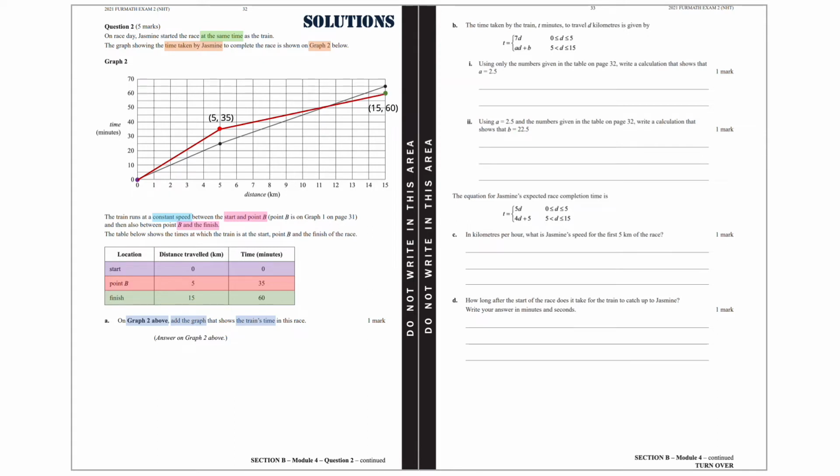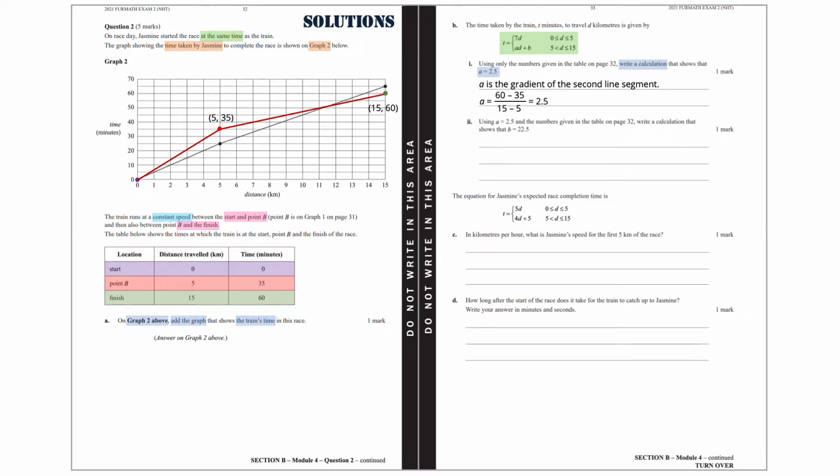Part B. The time taken by the train, t minutes, to travel d kilometers is given by the equations below. Part 1. Using only the numbers given in the table on page 32, write a calculation that shows that A equals 2.5. A is the gradient of the second line segment. Therefore, A equals (60 minus 35) over (15 minus 5), which is equal to 2.5.